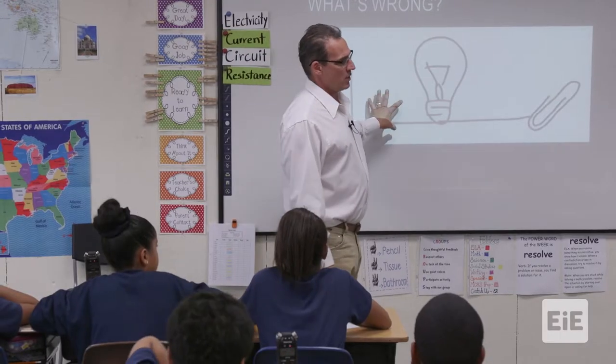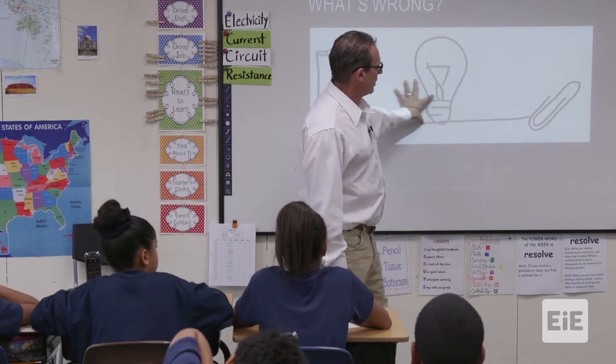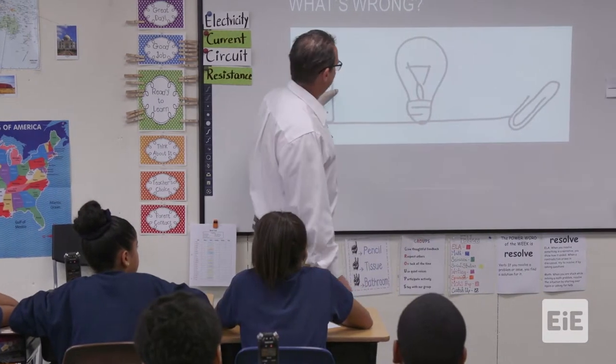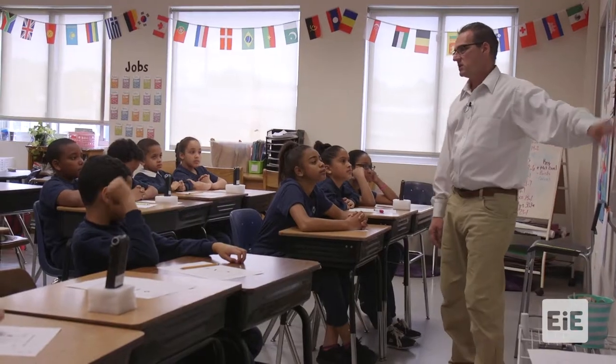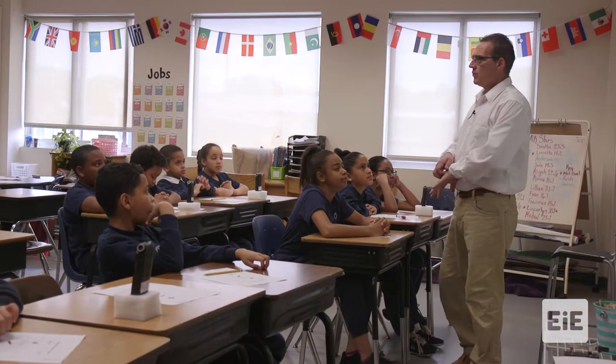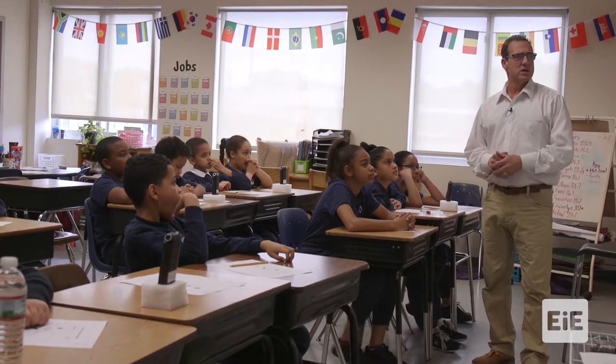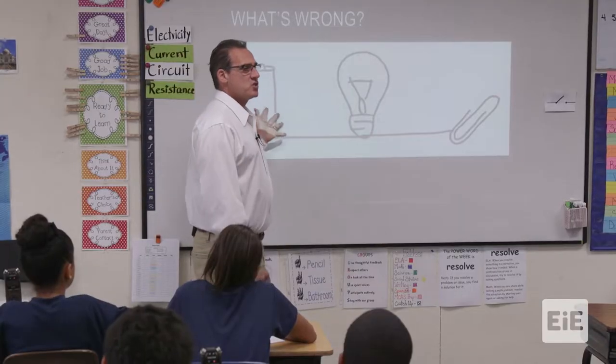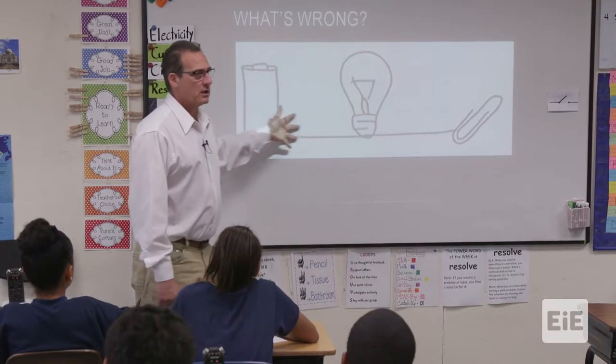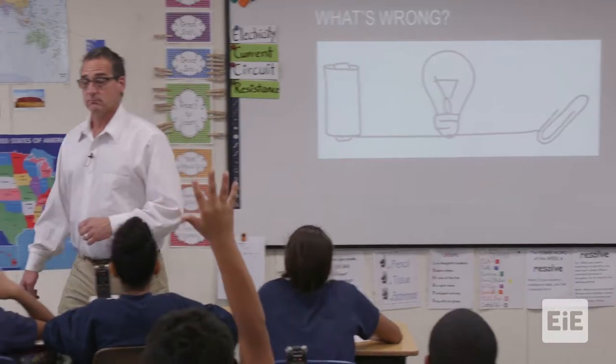Let's troubleshoot straight away. We have right here, first of all, a sketch of three objects. Is this considered a schematic diagram? No. This is the old way to write things with symbols. Is this a circuit that will work? Is this light bulb going to light up? No, it's not. Can someone tell me why?